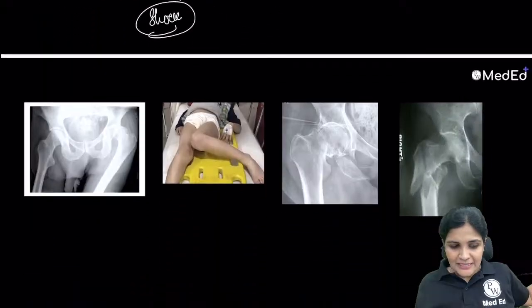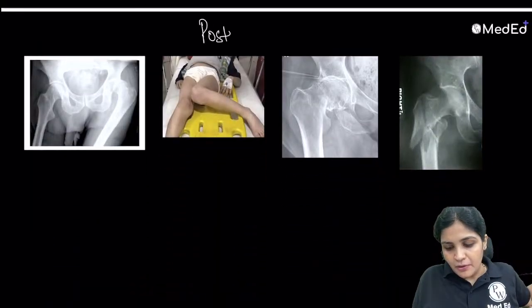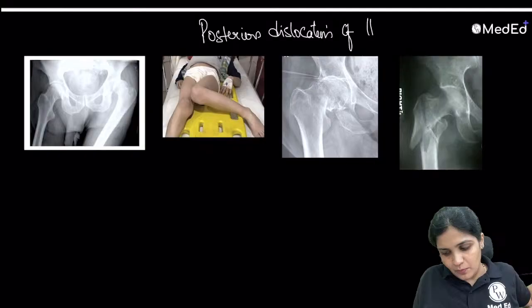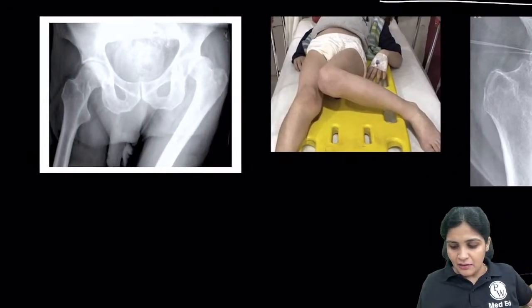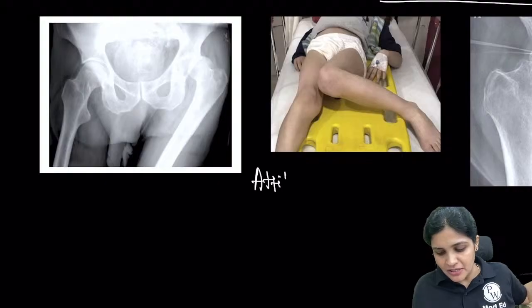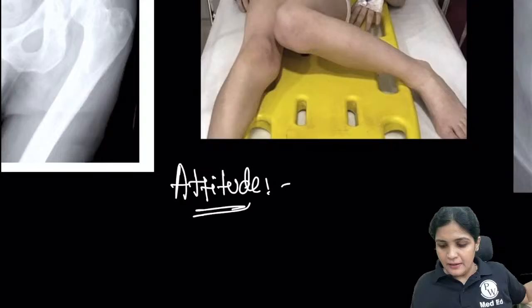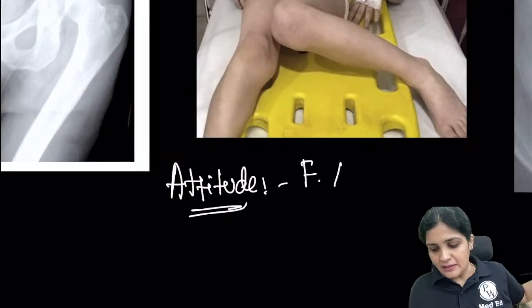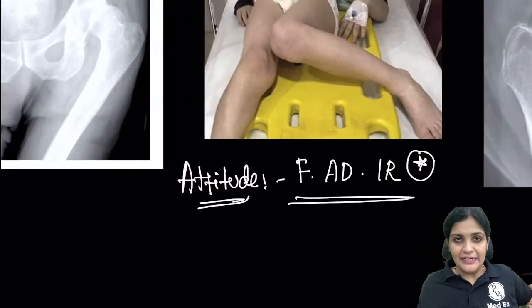Next, talking about the pelvis, what is the most important topic? Posterior dislocation. Yes, very important. Posterior dislocation of the hip. What is the attitude of the limb in posterior dislocation? Adduction. Flexion, adduction, internal rotation. Yes, very good. So flexion, adduction, and internal rotation.